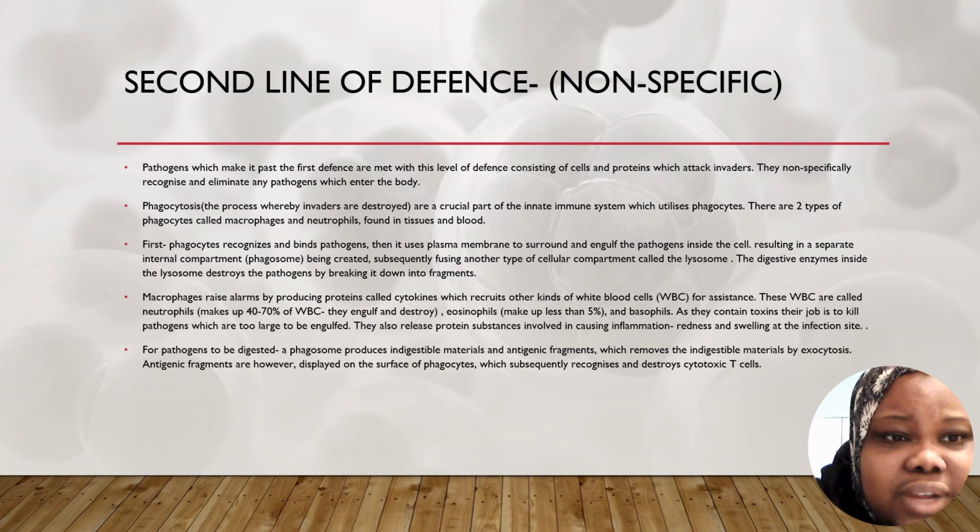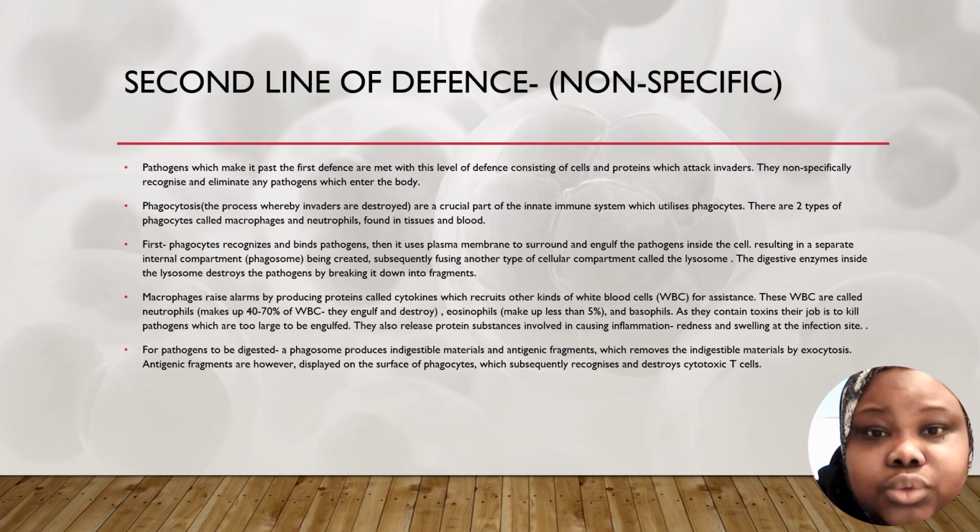First, the phagocyte recognizes and binds pathogens, then it uses its plasma membrane to surround and engulf the pathogen inside the cell, resulting in a separate internal compartment known as the phagosome being created. Subsequently, it fuses with another type of cellular compartment called the lysosome. The digestive system inside the lysosome destroys the pathogens by breaking them down into fragments.